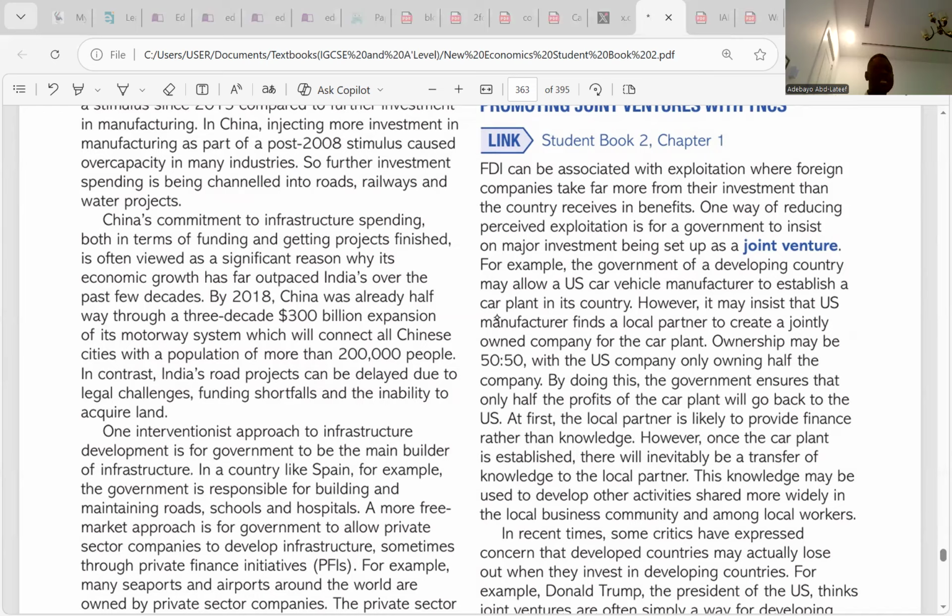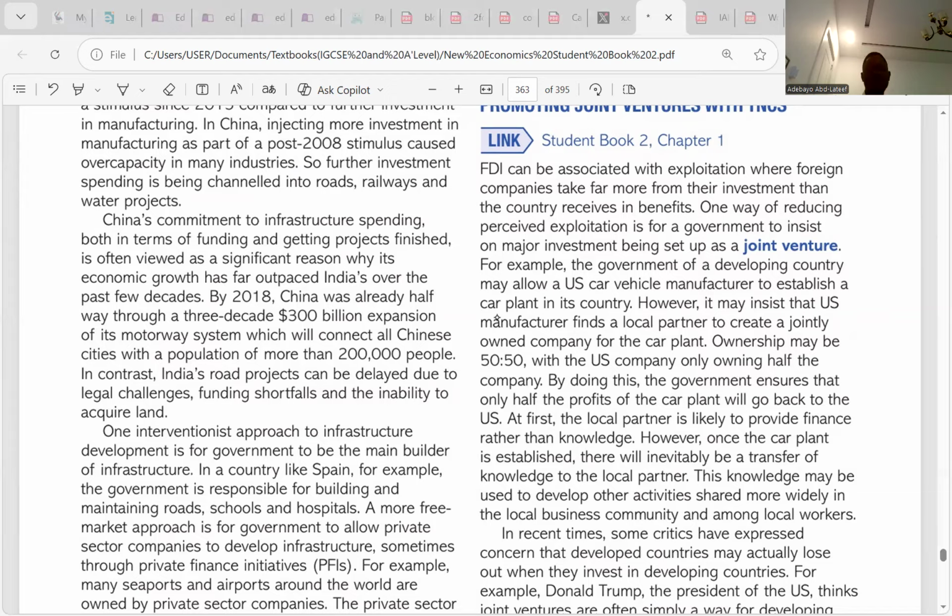By 2018, China was already halfway through a three-decade, $300 billion expansion of its motorway system, which will connect all Chinese cities with a population of more than 200,000 people. In contrast, India's road projects can be delayed due to legal challenges, funding shortfalls, and inability to acquire land.